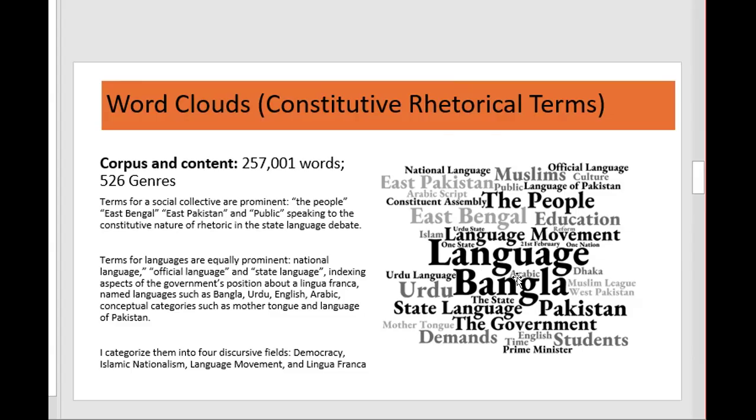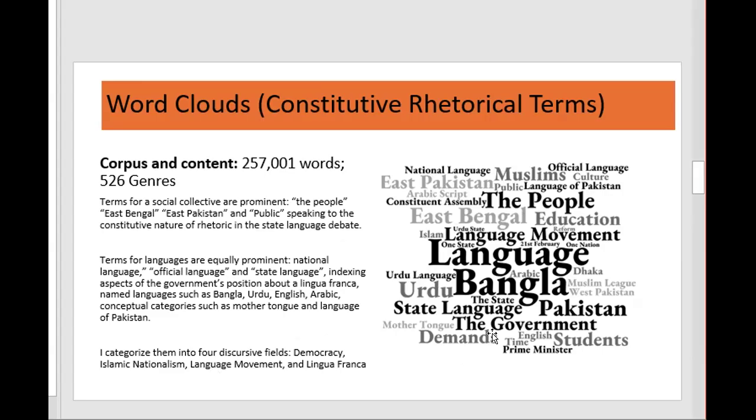And once I have this, I turn them into discursive fields. That is, each discursive field: democracy, Islamic nationalism, language movements, lingua franca, each of these four categories, and we can talk about this in the Q&A as well, led me to the chronotopes I created later, which were made up of certain words here.